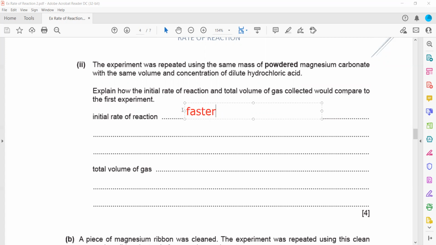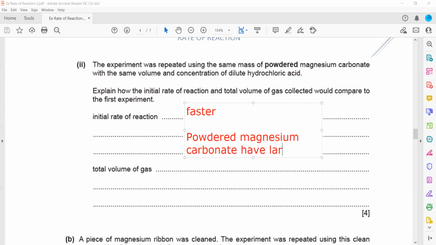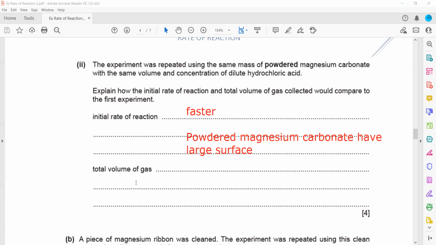And what is the reason for that? Because powdered magnesium carbonate has a large surface area. So when there's a large surface area, the rate of the reaction will be faster. Then what will happen to the total volume? Because we did not change the amount of the acid, and magnesium carbonate is already in excess, like more than enough, the total volume of the gas produced will be the same.